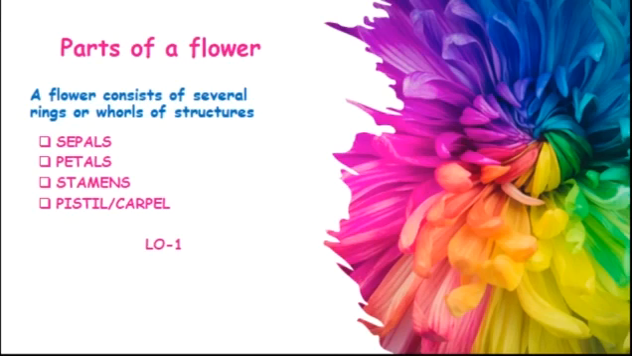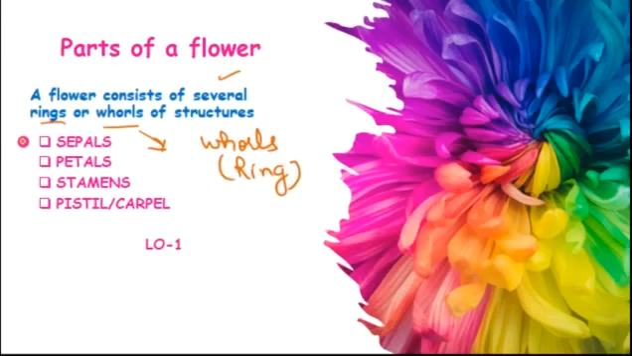Parts of a flower. A flower consists of several rings, also called whorls. Don't get confused, what are whorls? Whorls are the rings. The first ring is the sepal, the second ring is the petal, the third is the stamen and the fourth is the pistil. So these are the parts of a flower. Now your first learning outcome is achieved. Now you are able to identify the different parts of a flower.